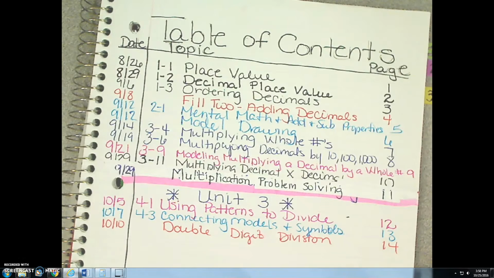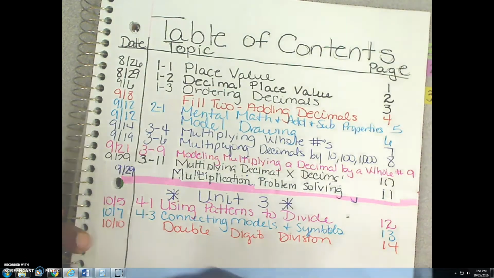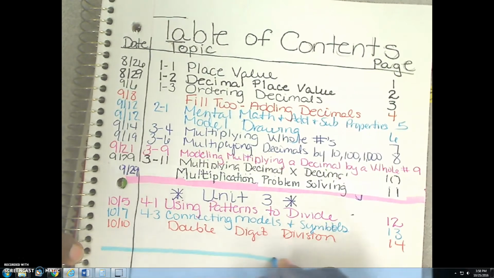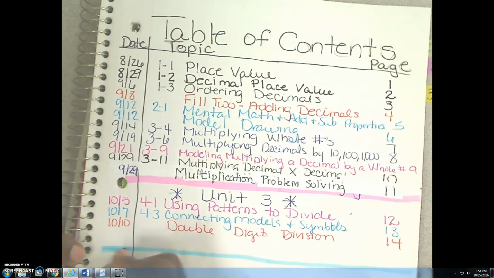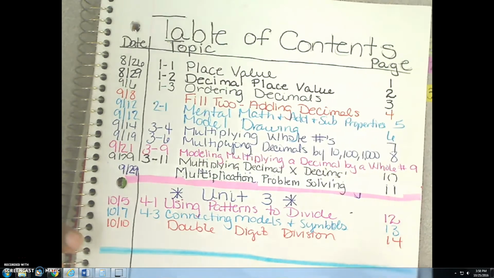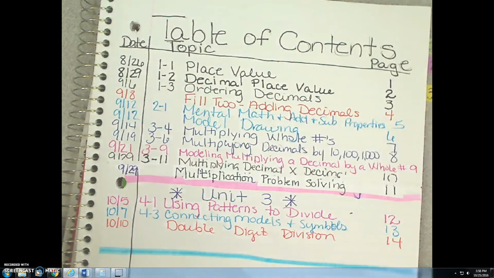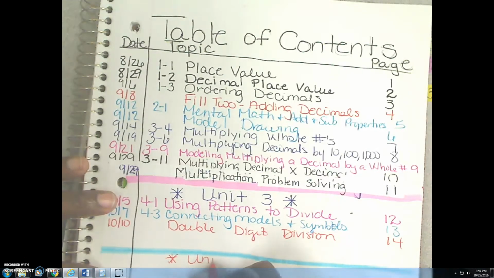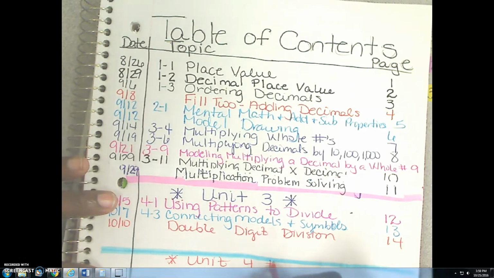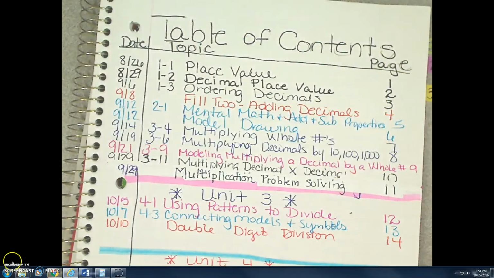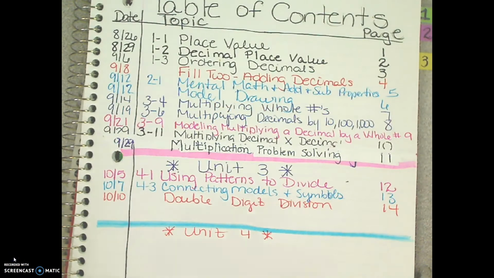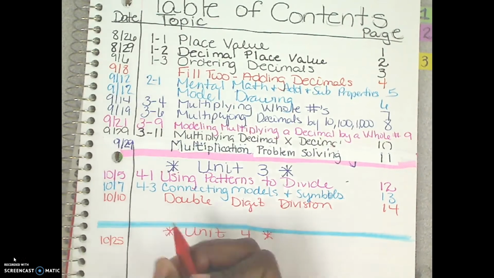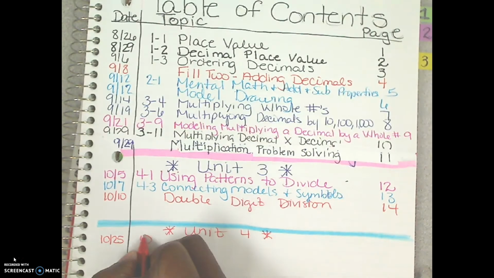So we are starting a new unit. Our unit 3 was rather short. I'm going to go ahead and skip a line just in case I forgot something. This is starting unit number 4. Tomorrow I will give you your tab. Alright, so we put unit 4, and then today's date is 10/25, and we're going to be talking order of operation.